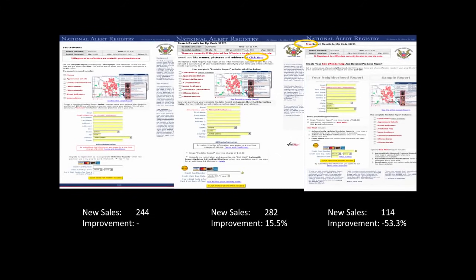The second option, which had this click here text added, increased sales by 15.5%. They had 282 new signups. In this third option, with the parallel bits of text, new sales were only 114. That's a 53.3% decrease in the number of people who signed up. So these very small changes actually can have a huge impact on the way users behave with a site.